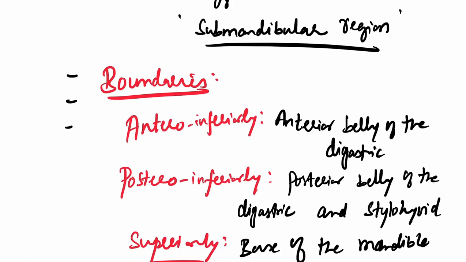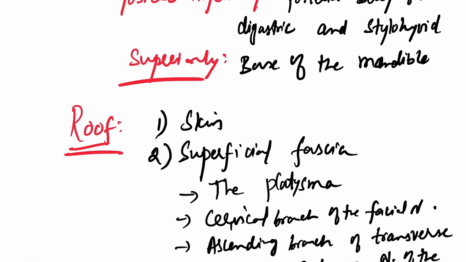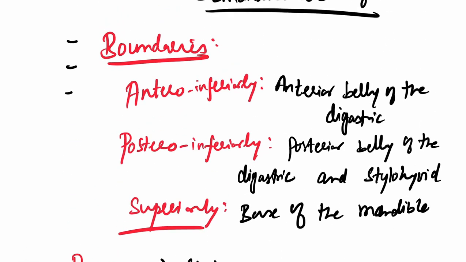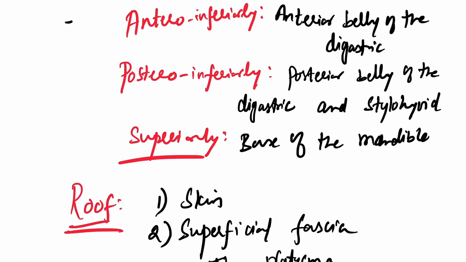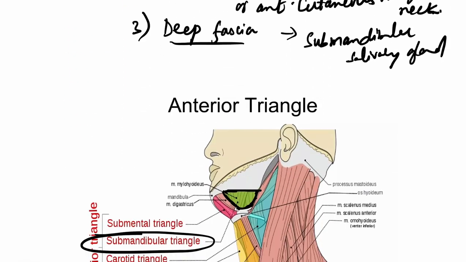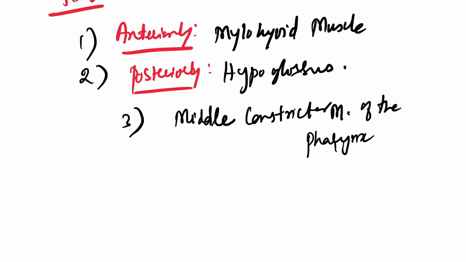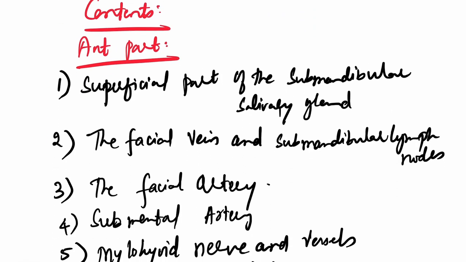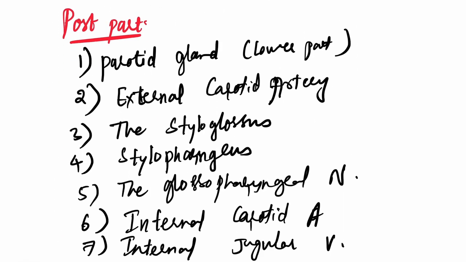Let me quickly revise what we have studied today. We have studied the boundaries anteroinferiorly, posteroinferiorly and superiorly, then the structures forming the roof, then the structures forming the floor, and the contents in the anterior part as well as in the posterior part of the triangle.